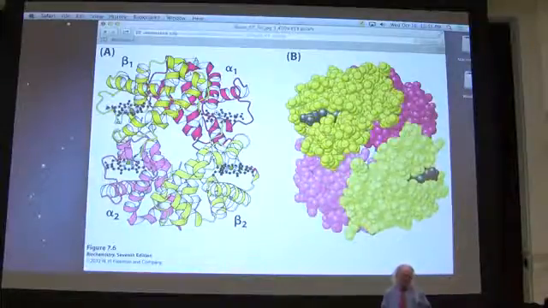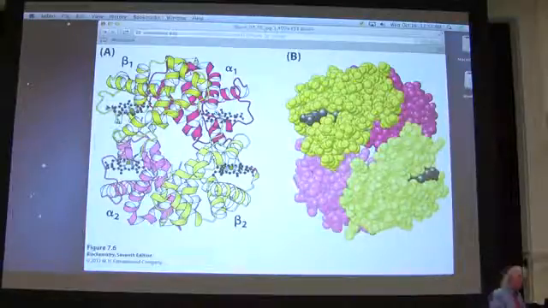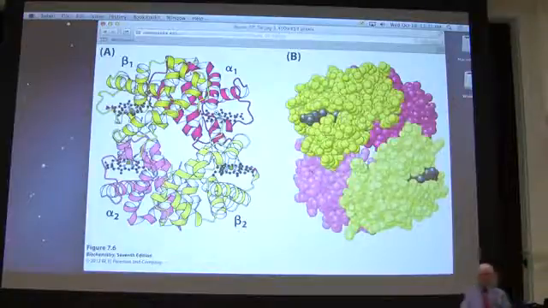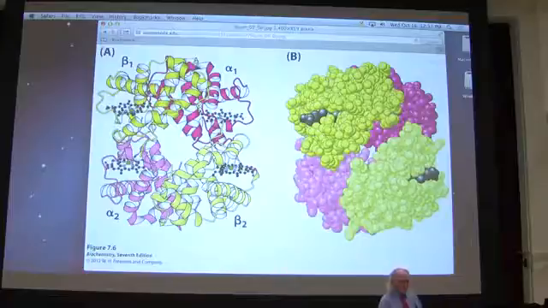Yes? Can hemoglobin bind to CO2 like it does to O2? As a matter of fact, it can, and it does. And that's part of what's coming up. Okay? Good questions. All right.